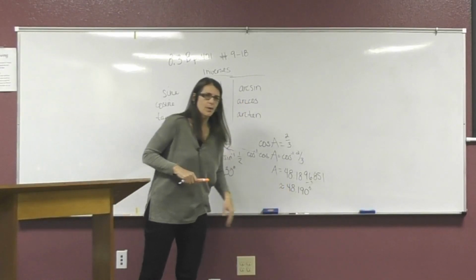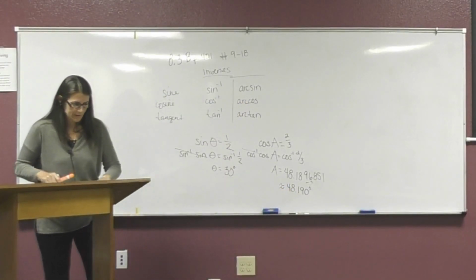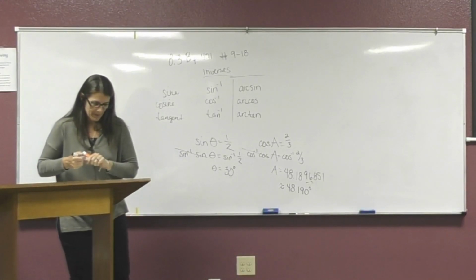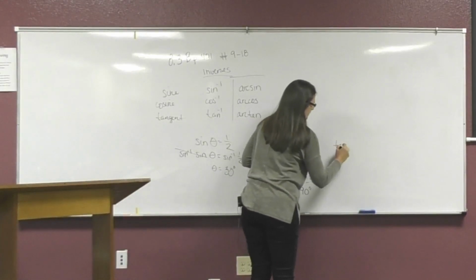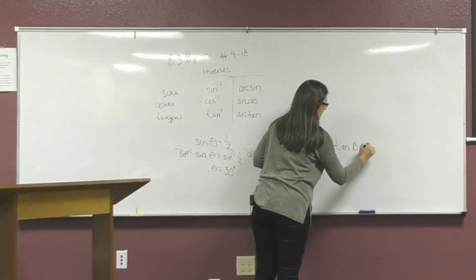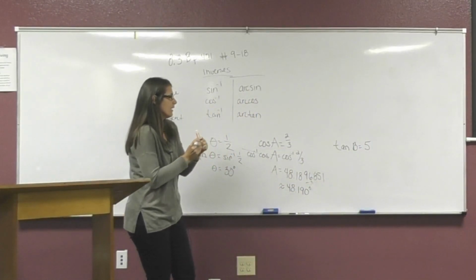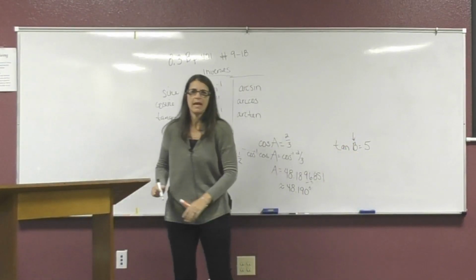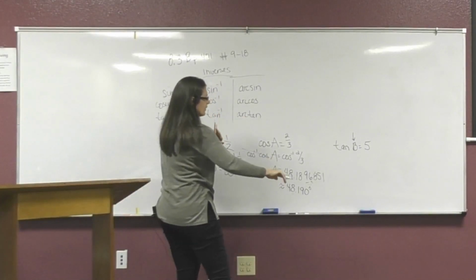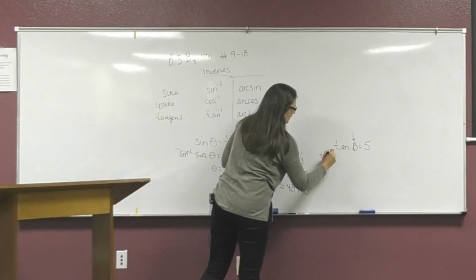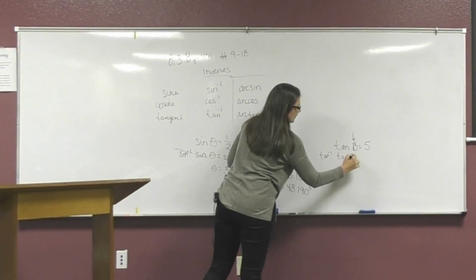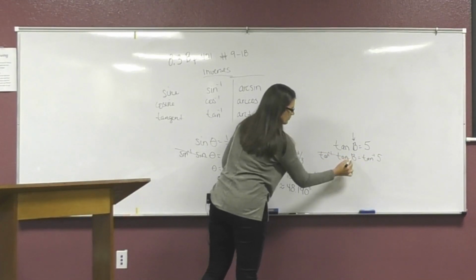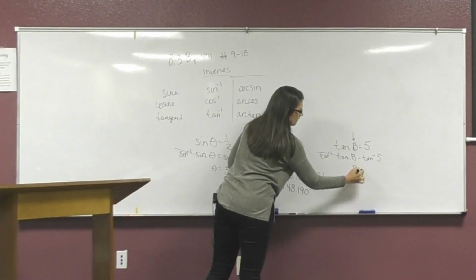So y'all let me know if you have any questions about that one right there, and then I'll move on to the next one. So the last one is tangent B equals 5. Okay, so I'm looking for this angle right here, angle that we've named angle B. So I've got to do the inverse. So that gets rid of that. Here we have angle B.